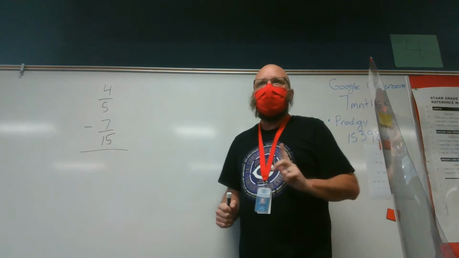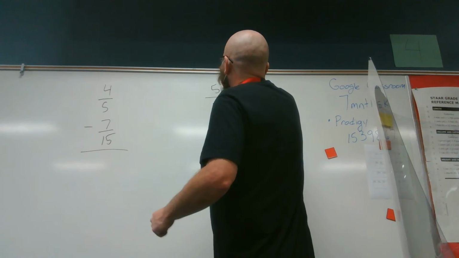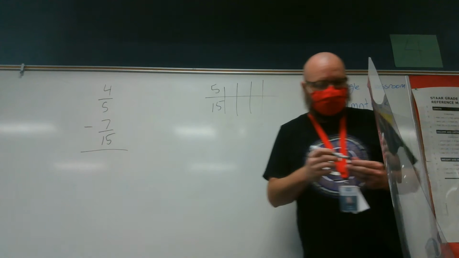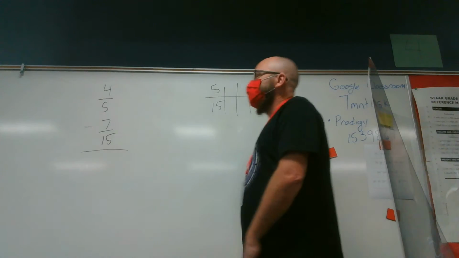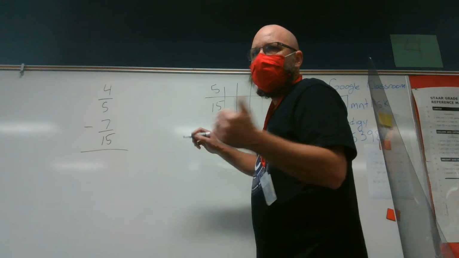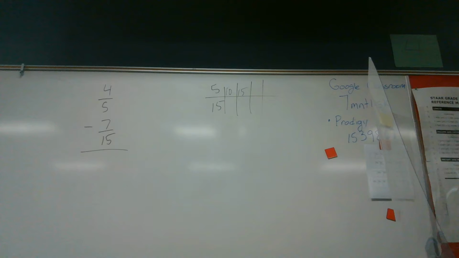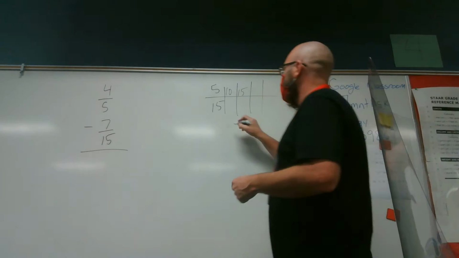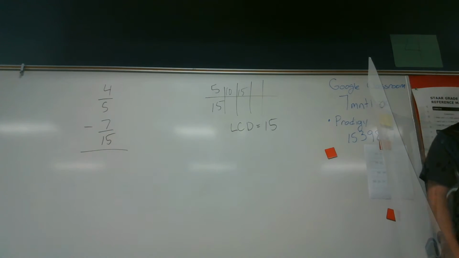So, the first thing I got to do is find a common denominator for 5 and 15, because those are my two denominators. The numbers on the bottom, the total number of pieces. So I list my multiples of 5 and my multiples of 15 until I find one that's in common. 5, 10, 15. Oh my goodness, look at that. My least common denominator is 15.